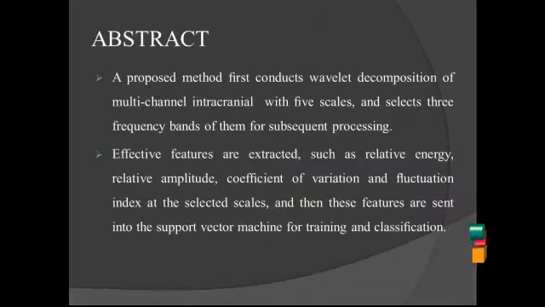The project abstract: the proposed method first conducts wavelet decomposition of multi-channel intracranial EEG with 5 scales and selects 3 frequency bands of them for subsequent processing. Effective features are extracted, such as relative energy, relative amplitude, coefficient of variation and fluctuation index at the selected scale, and then these features are sent into the support vector machine for training and classification.